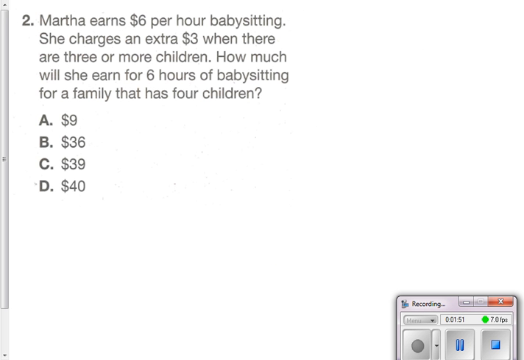Martha earns $6 per hour babysitting. She charges an extra $3 when there are 3 or more children. How much will she earn for 6 hours of babysitting for a family that has 4 children? So they have 4 children, which means she's going to give them that extra charge no matter what. So that extra charge would be considered a starting point.